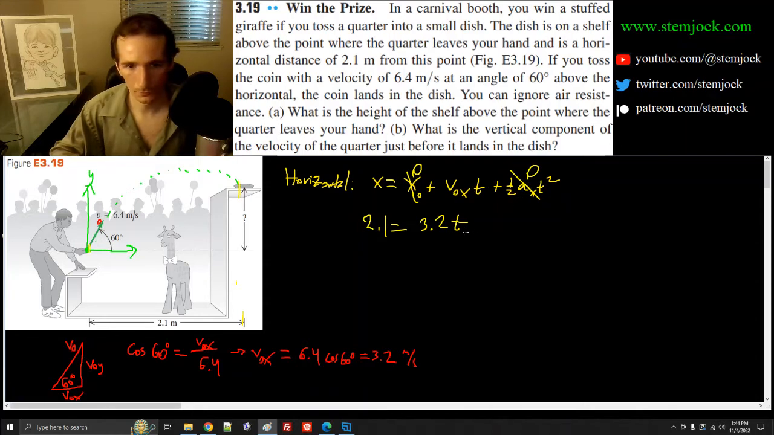So I can solve for t, which is the amount of time that the quarter is in the air. So I can divide both sides by 3.2 here, and that's what t is in seconds. I'll use my calculator later. So next we're going to look at the vertical motion.